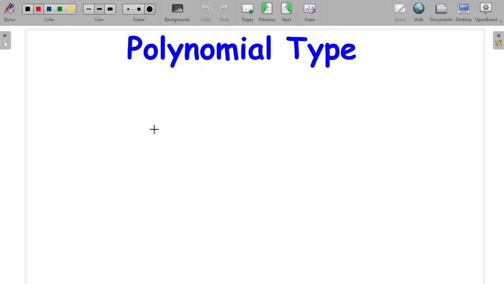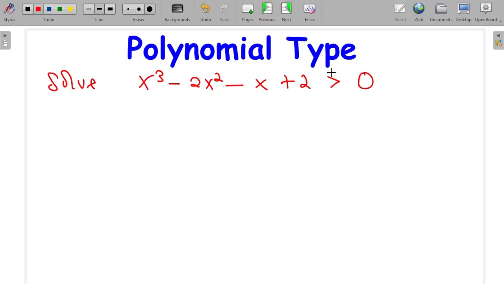The polynomial simply means the highest power on x is 3 or more. Let's say, for example, we are given this question to solve. How are we going to handle it? They say solve x to the power 3 minus 2x squared minus x plus 2 is greater than 0. You can see the highest power on x is greater than 2, so this is a polynomial type.